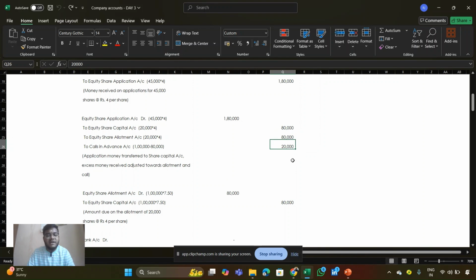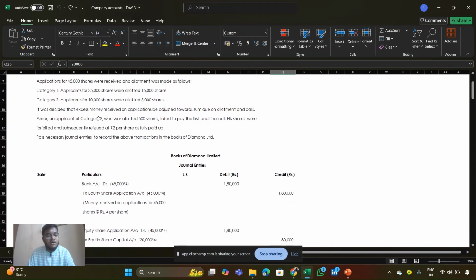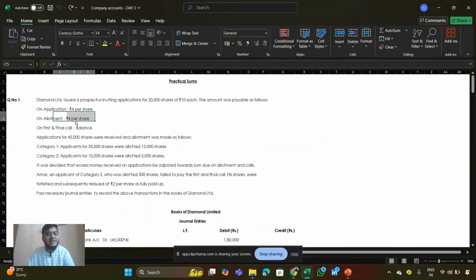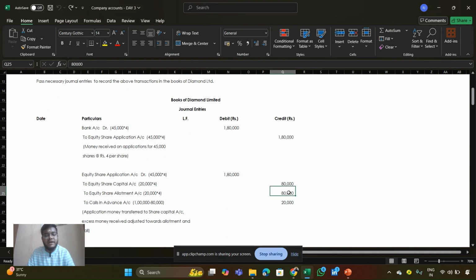Okay, so they have said in the question itself, excess money adjusted towards allotment and call. So for allotment, maximum we can allocate only 80,000. So 20,000 shares into 4. So maximum we have allocated, and the balance we should allocate to calls. We should adjust in the calls amount. So the balance we are adjusting in the calls: 1 lakh minus 80, 20,000. Okay.